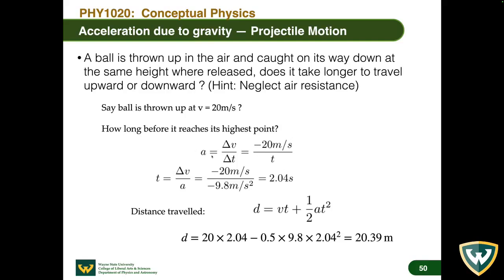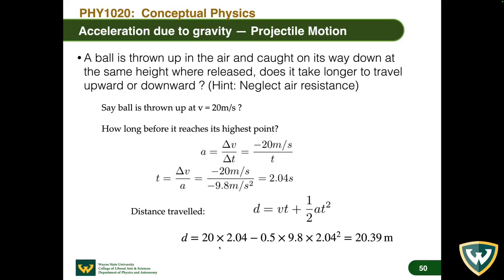The acceleration is something that we know. We know it is minus 9.8 meters per square second, minus because it's directed towards the ground. And so we can now solve for t. Minus 20 over minus 9.8. And that is essentially 2 seconds, 2.04 seconds. And during this amount of time, the ball will have gone up by some distance. This distance will be d equals vt plus 1/2 at squared.